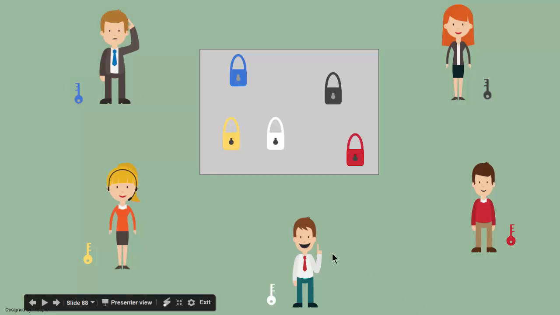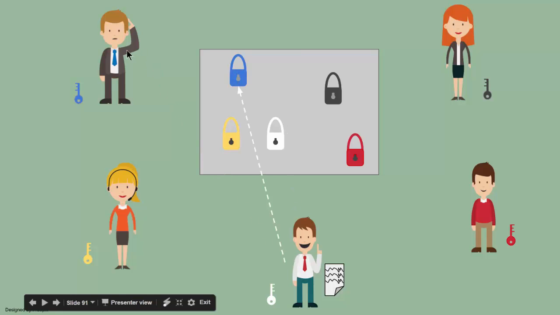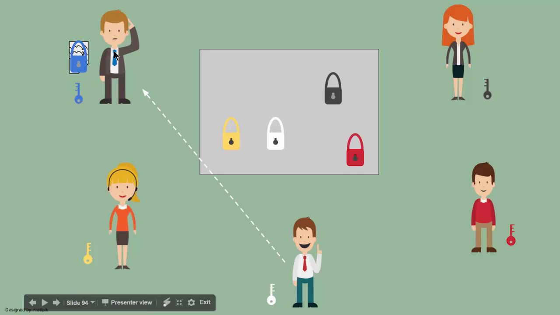So suppose this guy wants to send this guy a message securely. How can he do it? Well, first he has to get his public key. This is this guy's public key. He will get it, encrypt the message with it, and then send it to him. Since only this actor has the private key which can decrypt the message, only this person is able to read the message and understand it.